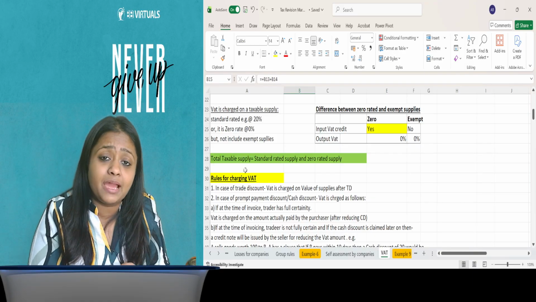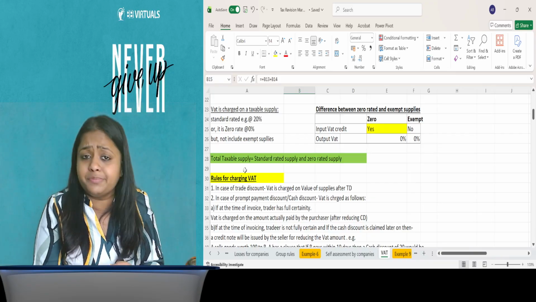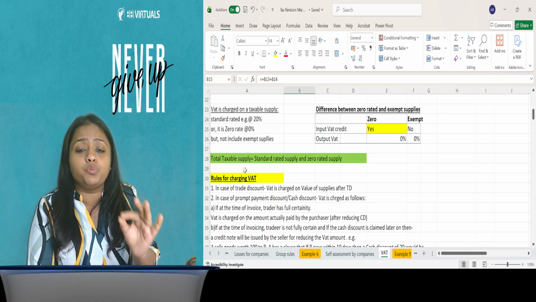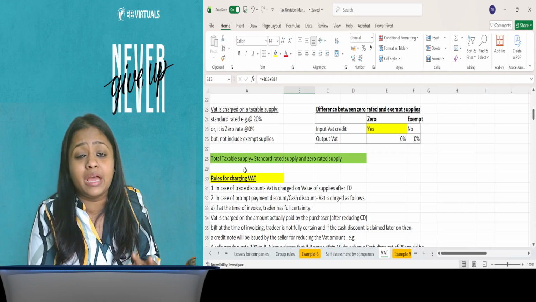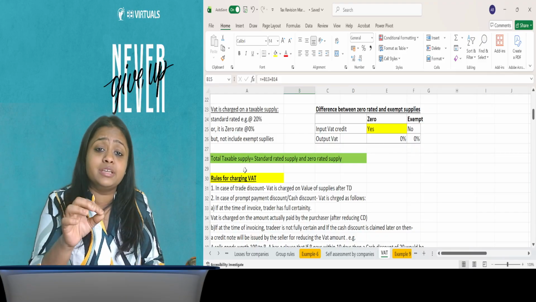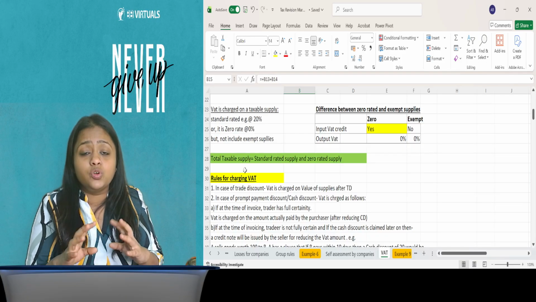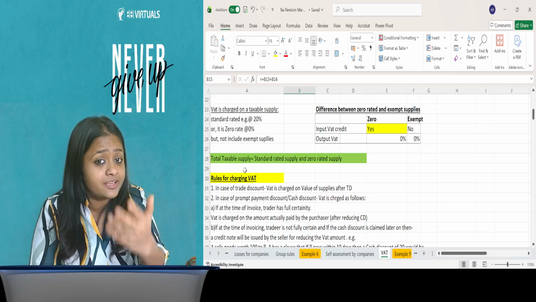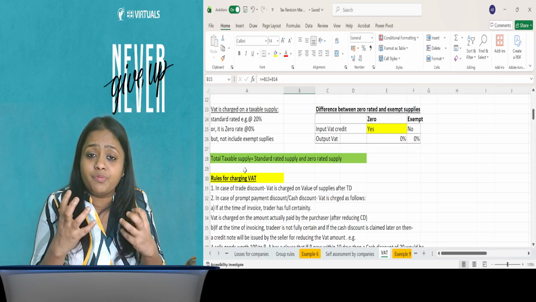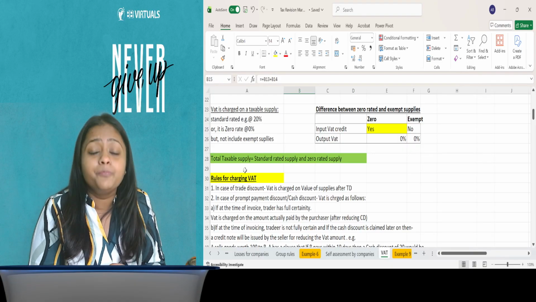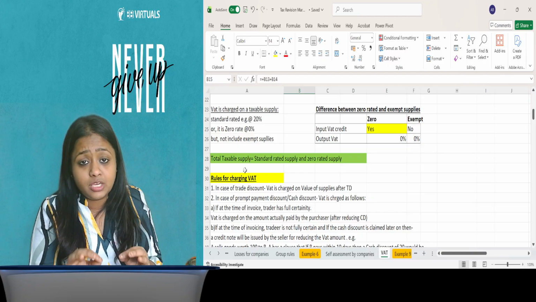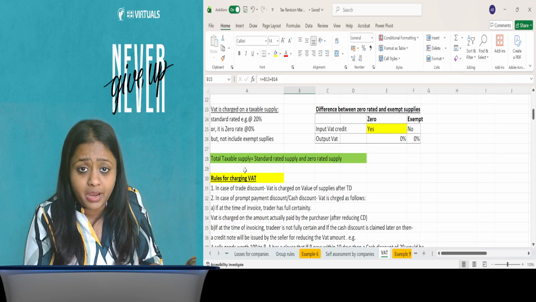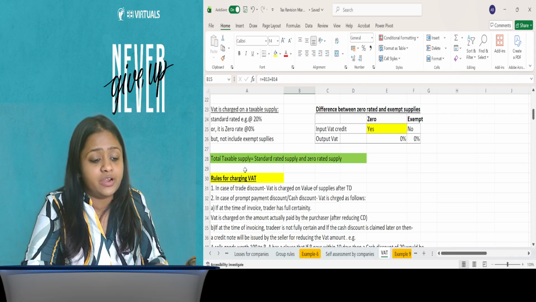There is another supply, which is exempt supply, which is not a taxable supply because you don't pay any taxes on it, and no input VAT on exempt supply will be allowed as a credit. However, when it is a zero rated sale, like exports, although you're not paying taxes at the time of making the sale, the input VAT that the trader has paid would be allowed to him as an input VAT credit that he can adjust against his output VAT. If that is not possible, then he can claim a refund for the same.